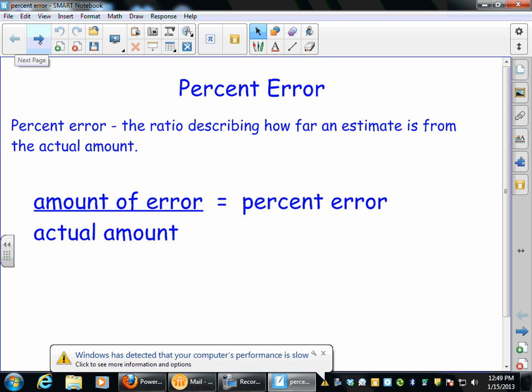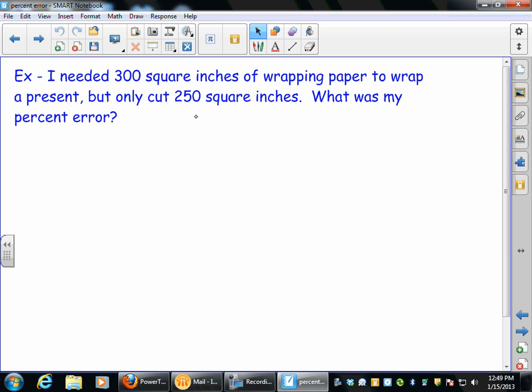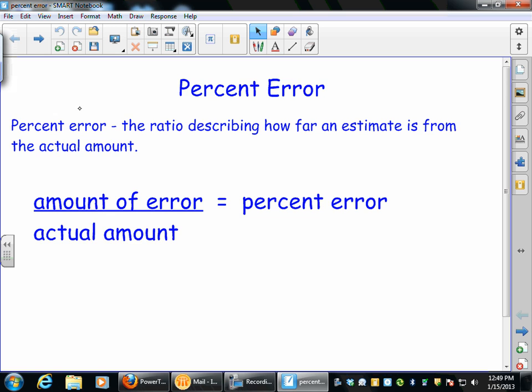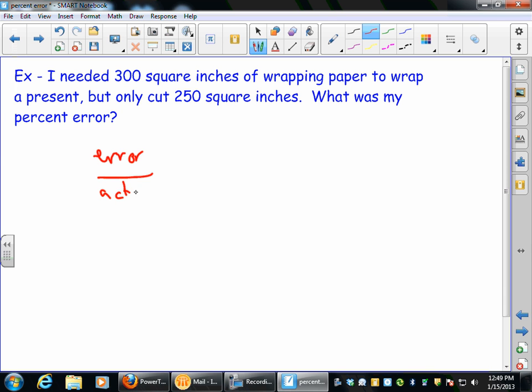Okay, so here's a couple examples. So I need 300 square inches of wrapping paper to wrap a present, but I only cut 250 square inches. So what was my percent error? Again, it's the amount of error over the actual amount. If I needed 300 and cut 250, the amount of error would be 50 square inches. The actual amount that I needed was 300. So if I divide these, that's really the same as dividing 5 by 30.